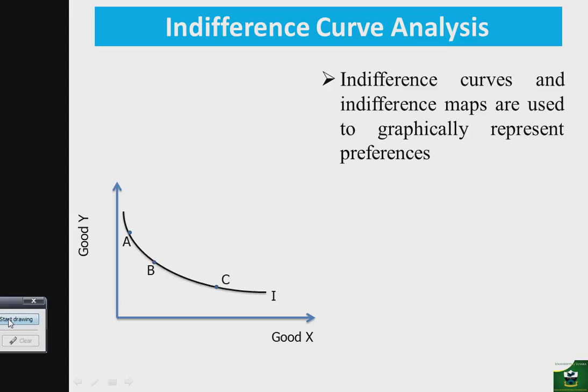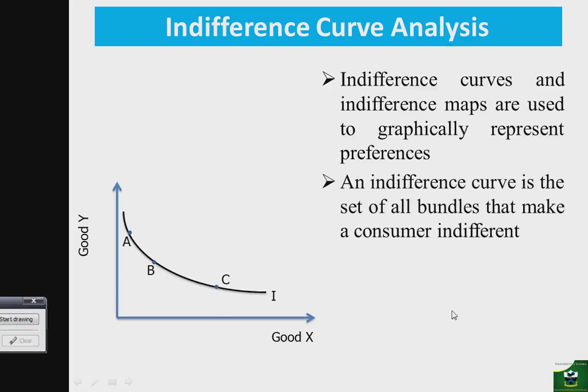Okay, so an indifference curve is a set of all bundles that make a consumer indifferent. Bundle A, bundle B, and bundle C make the consumer indifferent. And therefore, the consumer will be okay to take any of the bundles because they will give the consumer equal satisfaction.